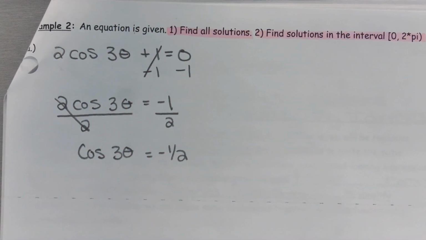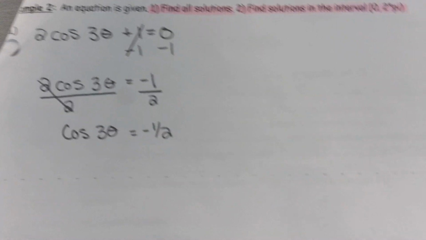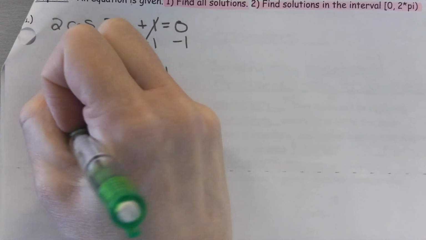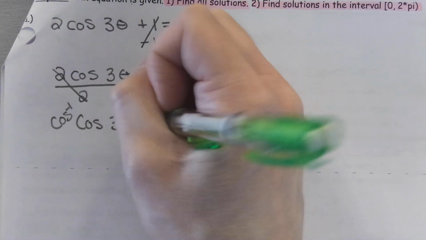Okay, so here's where the order becomes significant of how we think about this. The next thing we want to do, so yes, I agree, the 3 is problematic, but I'm going to get rid of the cosine first, right? Because the cosine is kind of more overreaching. We're taking the cosine of that whole thing, the 3 and the theta. So I'm going to start by taking the inverse cosine.